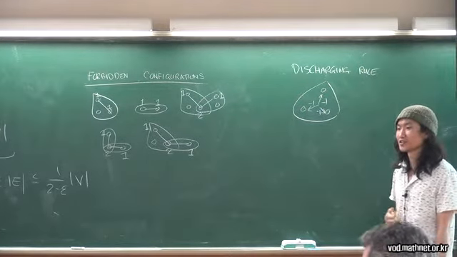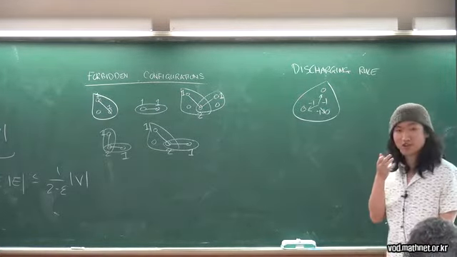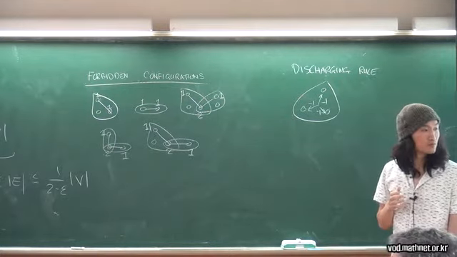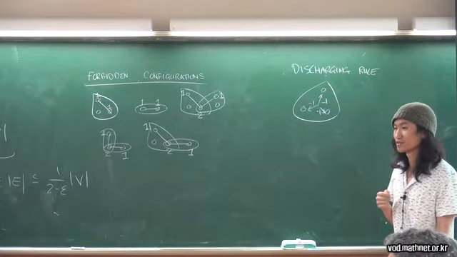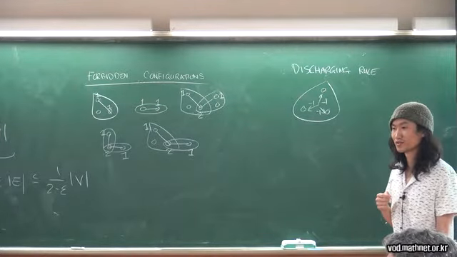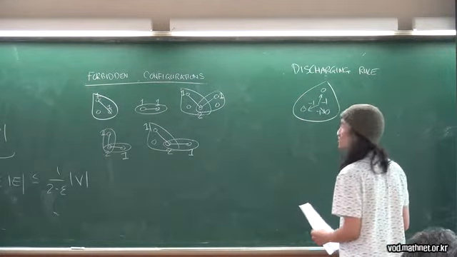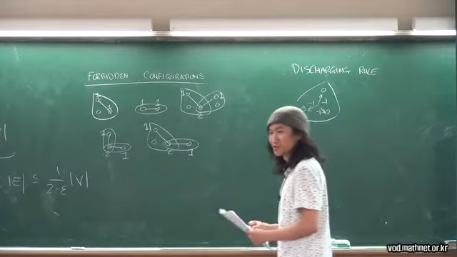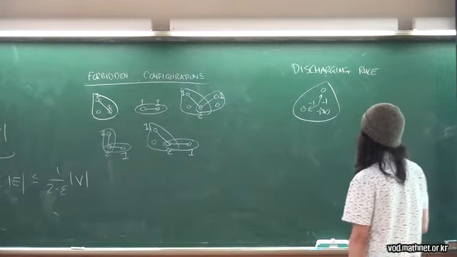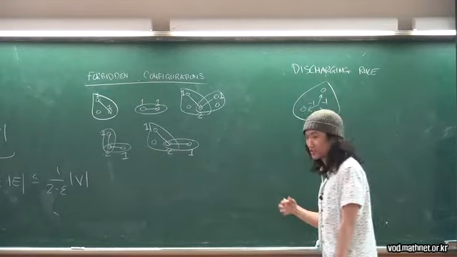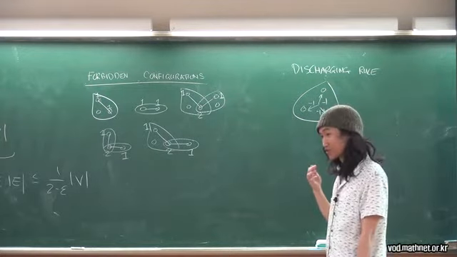The nice thing about the discharging rule is that now all the edges have charge 0 and all the vertices have non-negative charge. Keeping -1 means subtracting 1 from the vertex. Okay, I was confused. So in other words, you take one away from the vertex. So all the edges have zero charge after discharging, and all the vertices have non-negative charge.